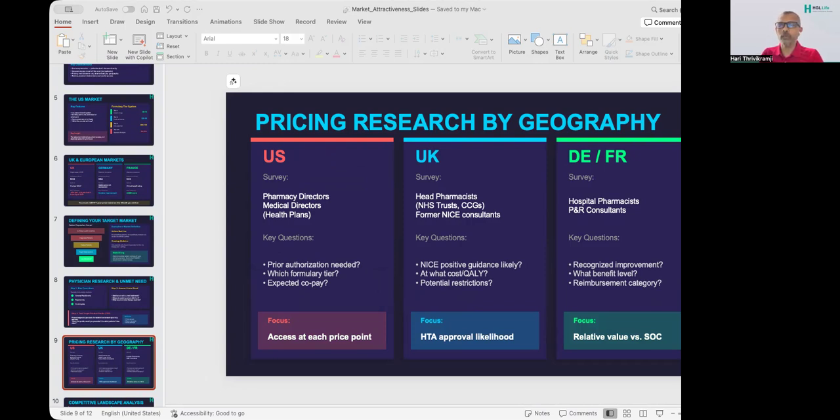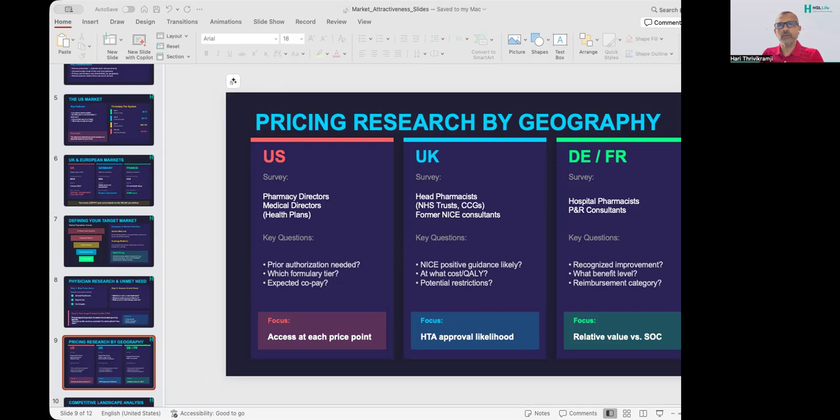In the United States, you want to speak with the pharmacy directors and medical directors at health plans. You present them with your target patient population, your expected product profile, potential price scenarios. Then you ask the key questions about each price level. Would the medicine require prior authorization? Which formulary tier is it likely to be placed in? Would there be a co-insurance, or is it just copay? And their answers tell you not just what price is achievable, but what access you will have at each price.